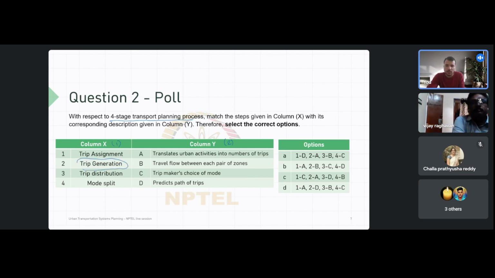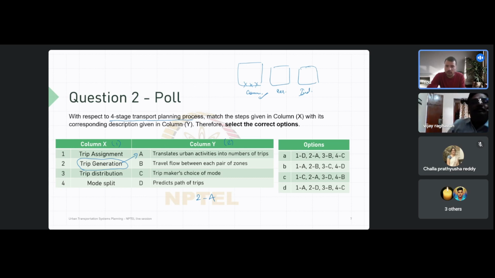Trip generation is about a category of land use. It can be commercial, residential, or industrial. Depending upon the type of land use and the population there, we may have a certain level of urban activity. So based on the population and type of land use, we try to predict the number of trips that may happen from this zone. So 2 will go with A. So translates urban activities into the number of trips.